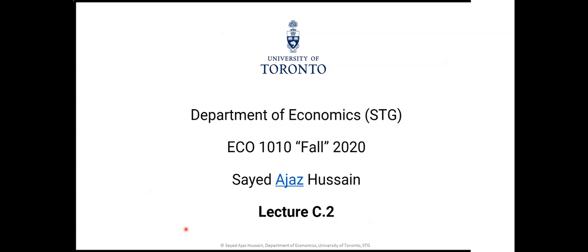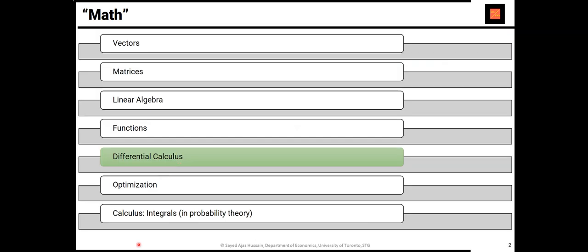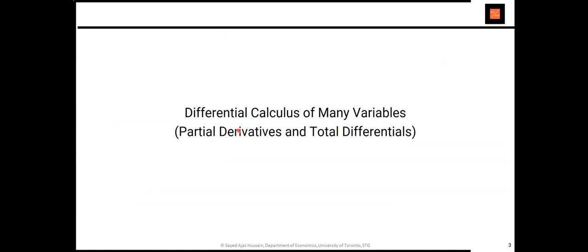We now do lecture C2, the final part of lecture C. In C1, I believe we left off at, we were doing differential calculus. We had just finished the univariate calculus, and now we're moving on to multivariate calculus.